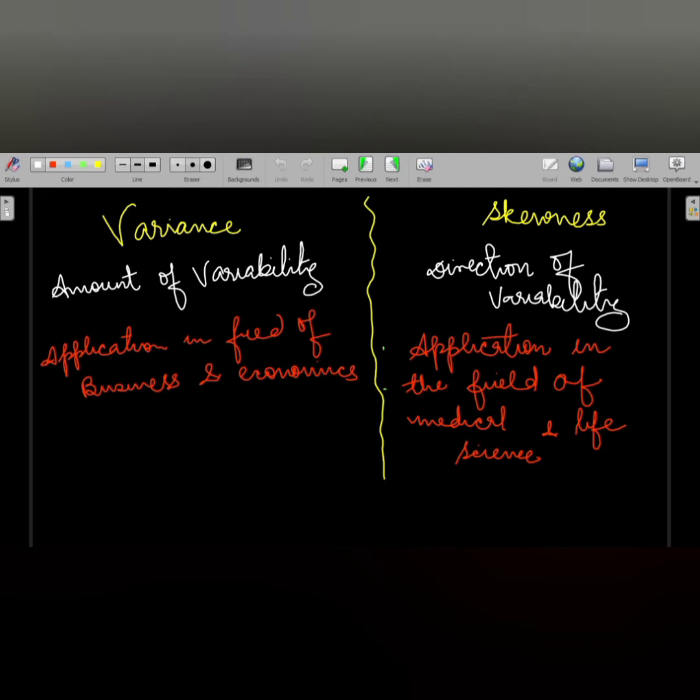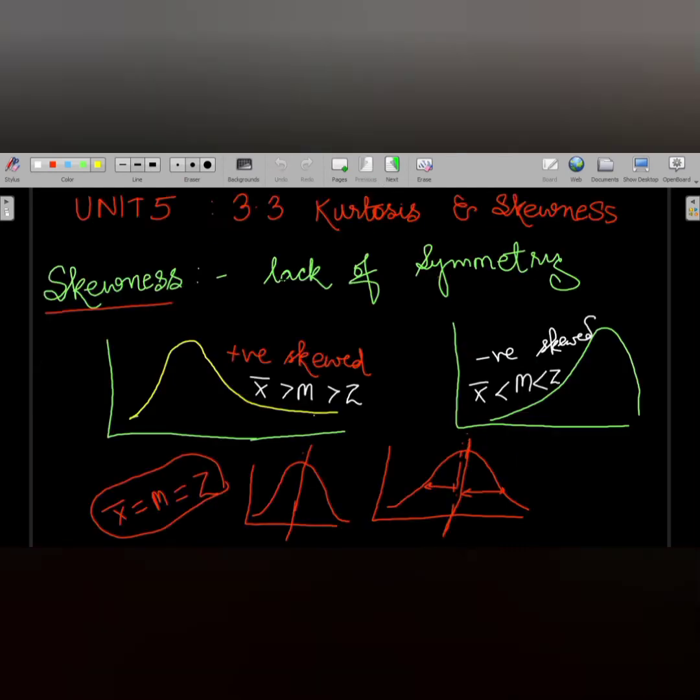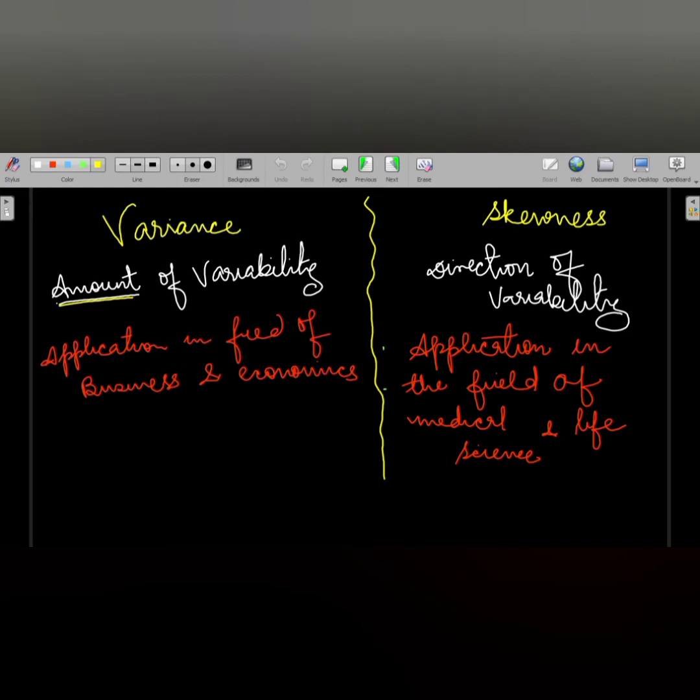Now we'll understand the difference between variance and skewness. Skewness also tells about variation, and variance itself says the variation. So what is the difference? Variance tells the amount of variability, but skewness shows the direction. See, this is showing the direction. This is moving more towards the right. Clear? But variance does not show the direction.